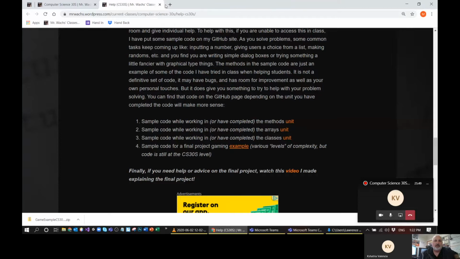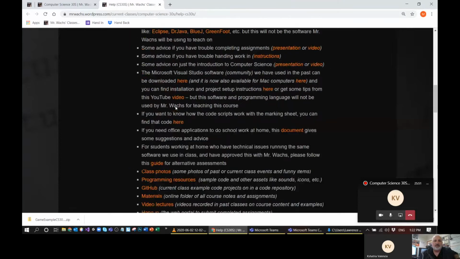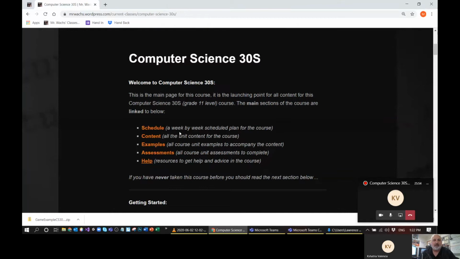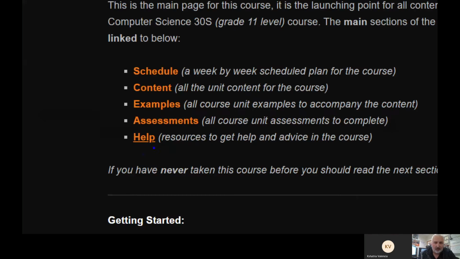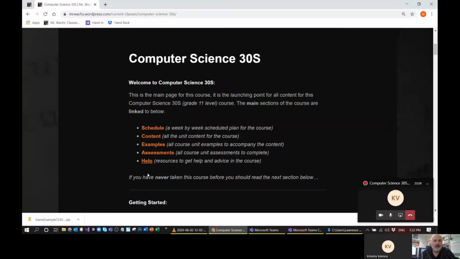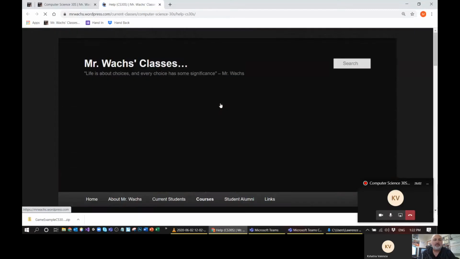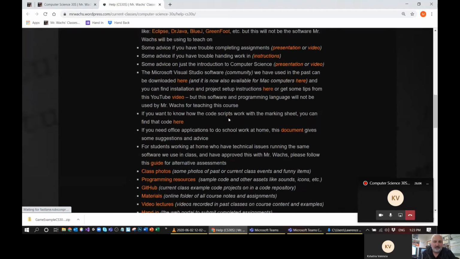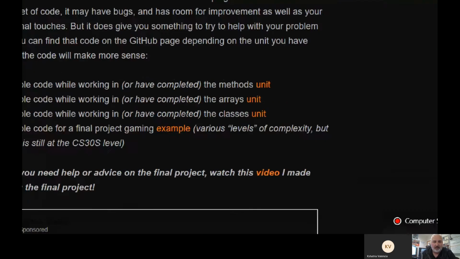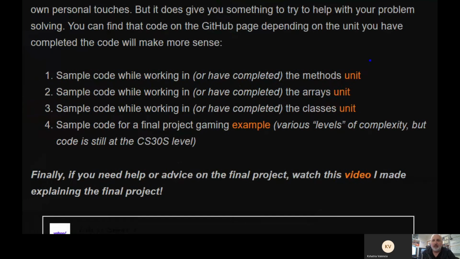So what I'm saying is, from our 30S page, there is now a page called Help that you can click on. From Help, it has all the stuff it normally had from before, including, you might remember, the stuff covered in the videos on how to work on methods, arrays, and classes. But now this is the gaming example I was just talking about. There's also a video about how it's normally marked, but that's not going to apply this year.